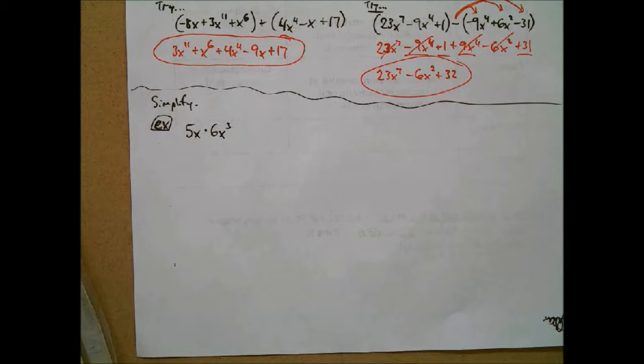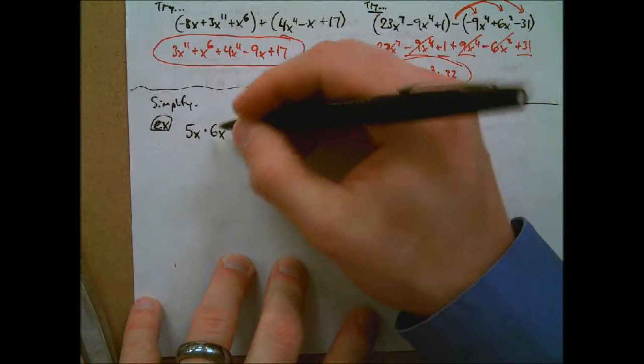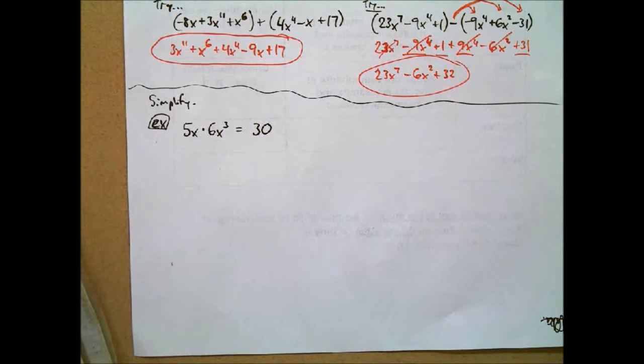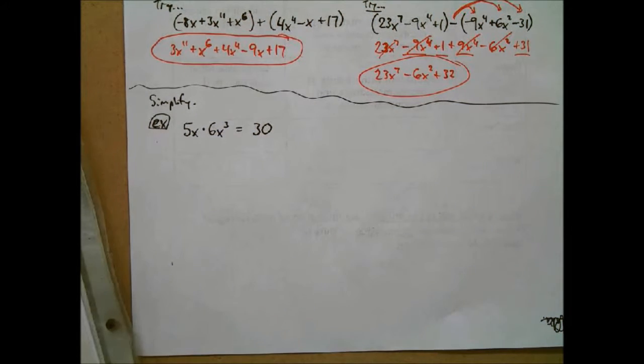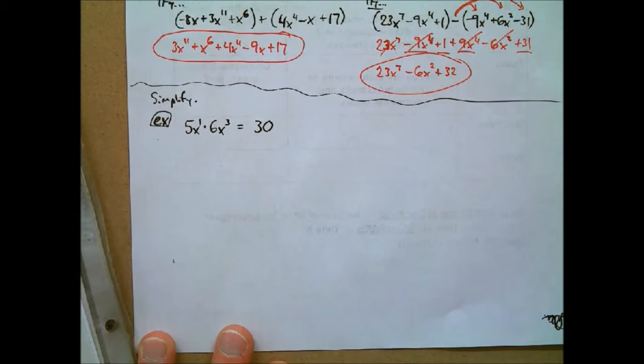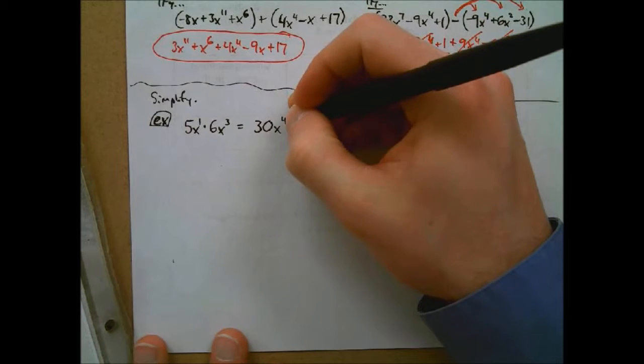So when we multiply here, what multiplies together? The coefficients, good use of vocabulary there. So it's going to be 5 times 6, which will be 30. What else multiplies together? The x's. And what will we get when we multiply x to the 1 times x to the 3? X to the 4th. Yeah. We add the exponents, okay?